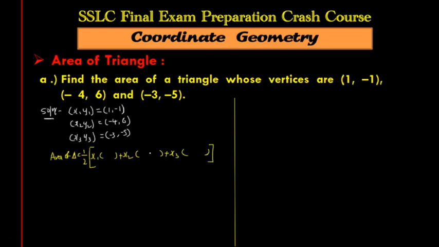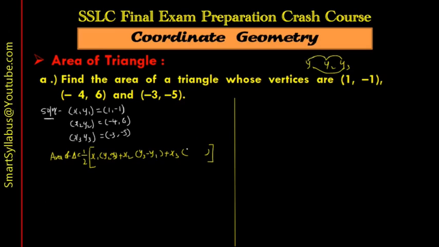Now we have to fill in the brackets. The remaining coordinates are y1, y2, y3. Start with y2: y2 minus y3 is the first bracket. Next y3 minus y1. Next y1 minus y2. So it's a very easy formula.